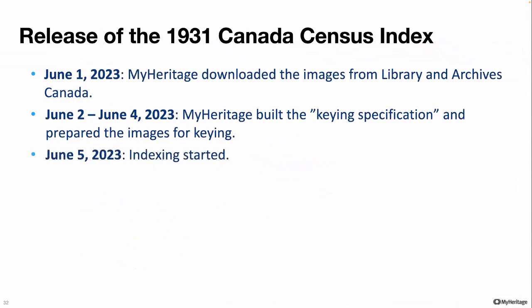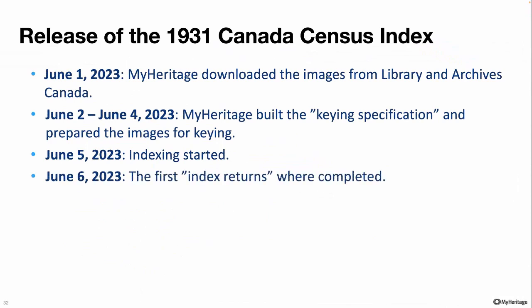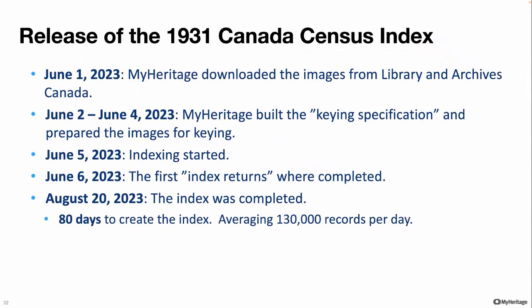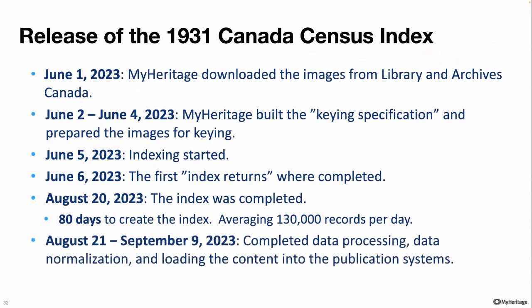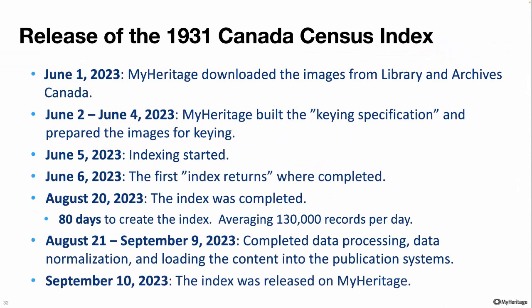And then on June 5th, we started the indexing. June 6th, the next day, some of the first what we call index returns. These are batches of index records that are coming out of our indexing operations group. And then on August 20th, the index was completed. So about 80 days to create the index, averaging 130 records per day. And then we spent about the next 20 days completing data processing, data normalization, and loading the content into the publication systems. And then September 10th, earlier this week, the index was released on MyHeritage.